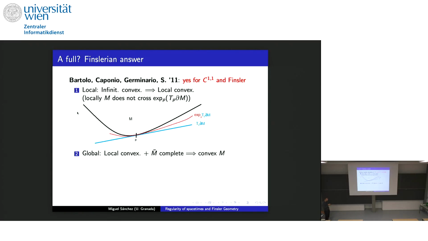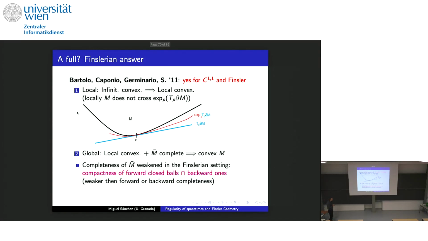And then once this local convexity is established, one can prove that the completeness of the manifold with boundary implies convexity. That is, a minimizer exists, and the minimizers will not touch the boundary because of this local property. Even more, completeness can be weakened in the Finslerian setting because we have forward and backward completeness, which are not equivalent. Here, the optimal hypothesis is to ask for the compactness of the intersections between the forward and backward closed balls. Okay? With this hypothesis, this works.